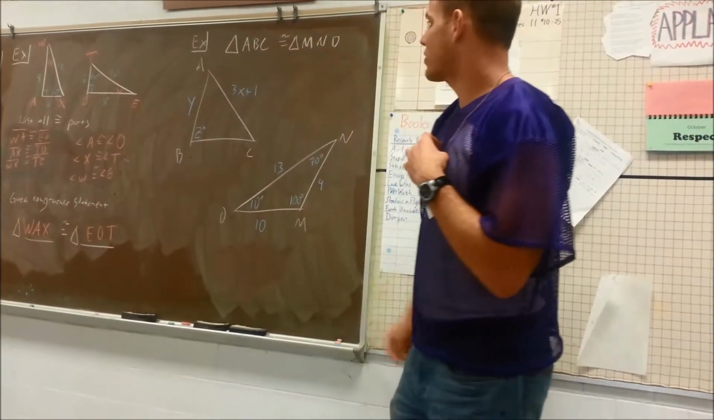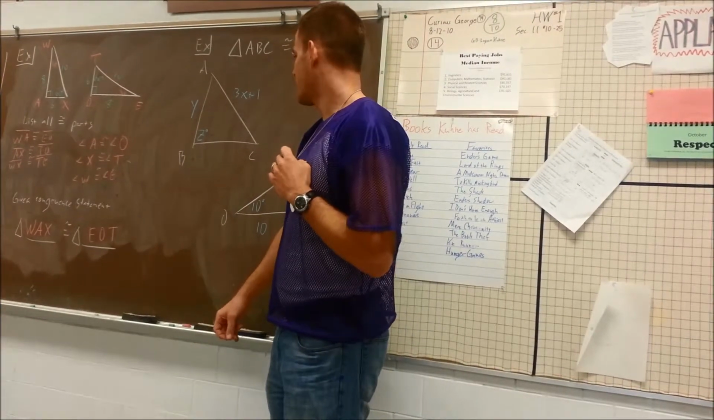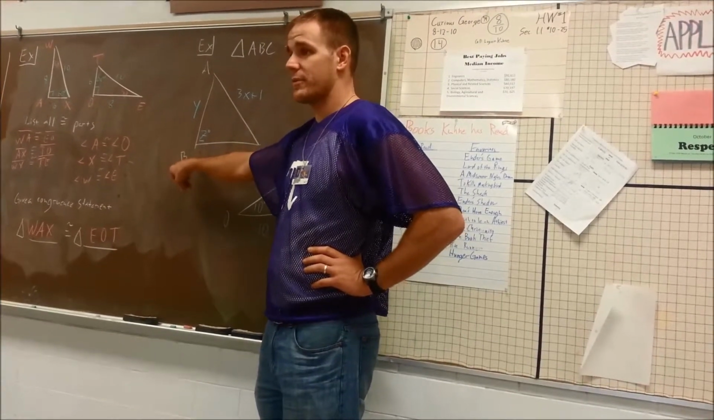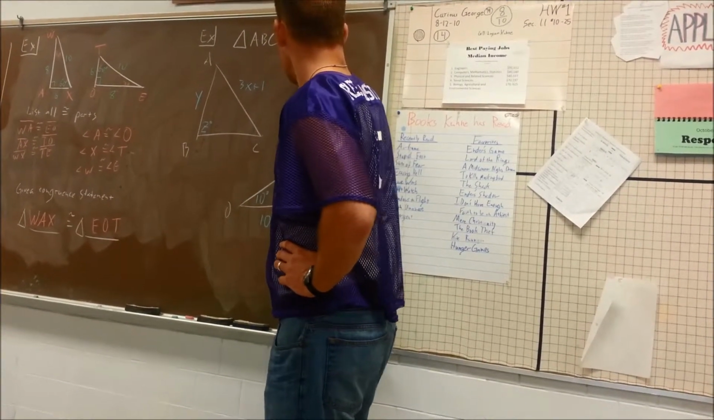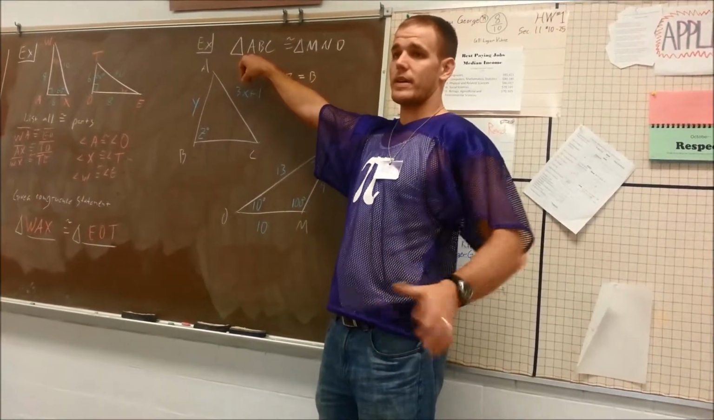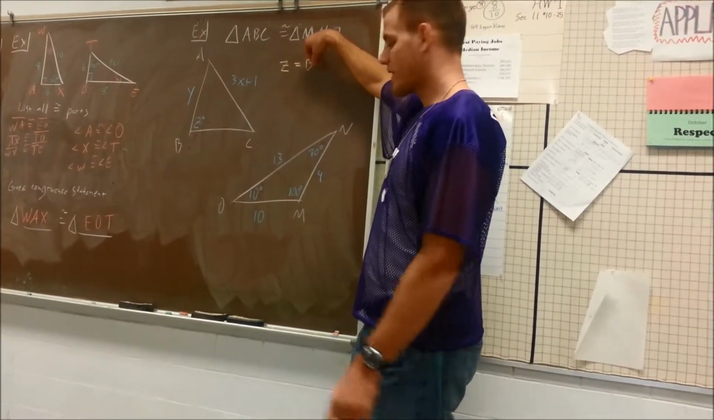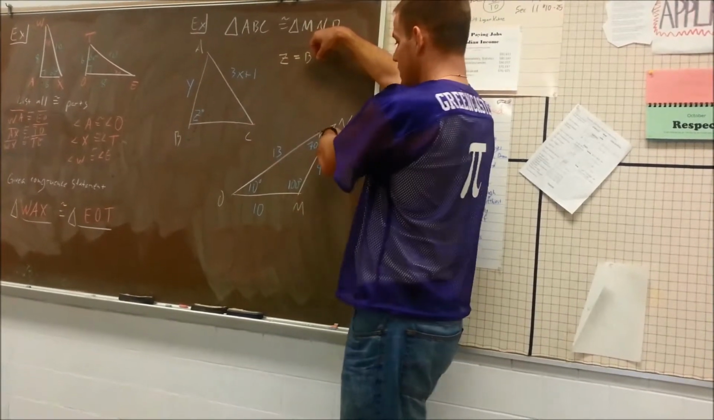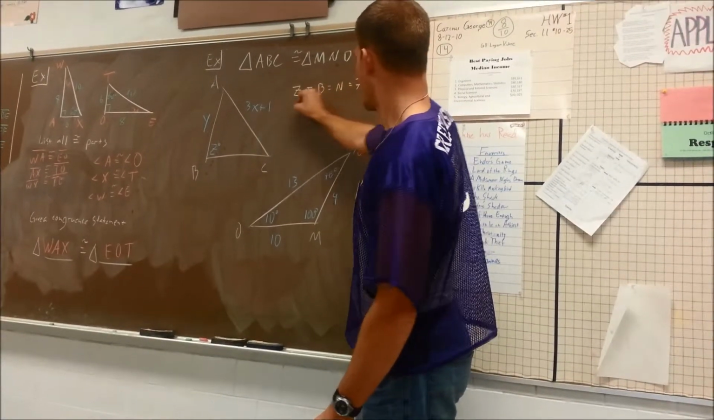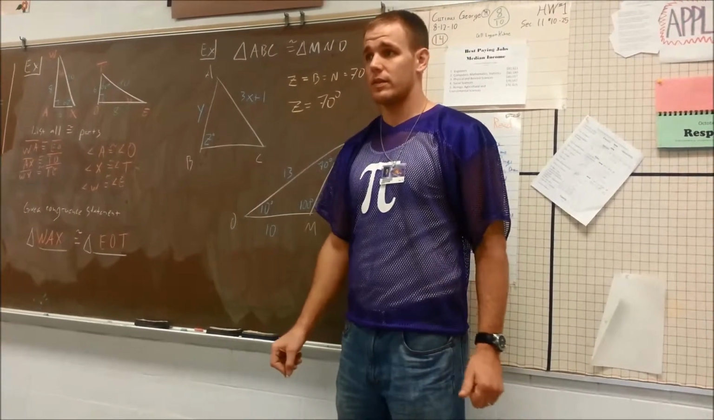So, based on this, triangle ABC is congruent to triangle MNO. Let's start simple. Start with Z here. Z is the same as angle B. What does angle B match up with? Look up here. Angle N. So how much is angle N? Look at the picture. 70 degrees. So angle Z is equal to 70 degrees. Pretty simple.